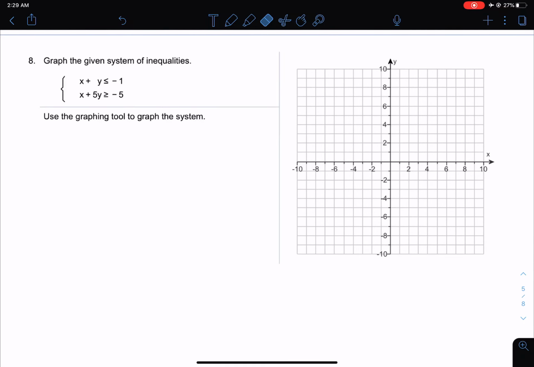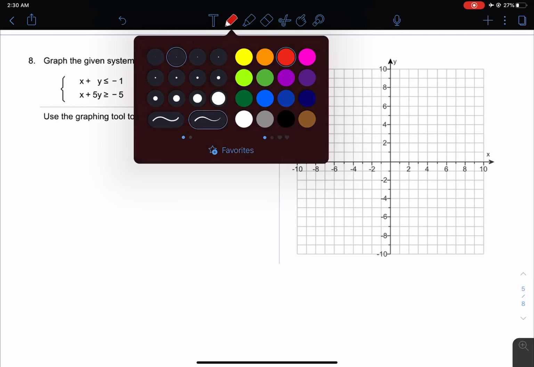Number 8, this is our final one. Let's see, nope, we've got two more after this. Okay, 8, 9, 10, 3 total. So here we go. Let's go ahead and use some color. Let's go to red.